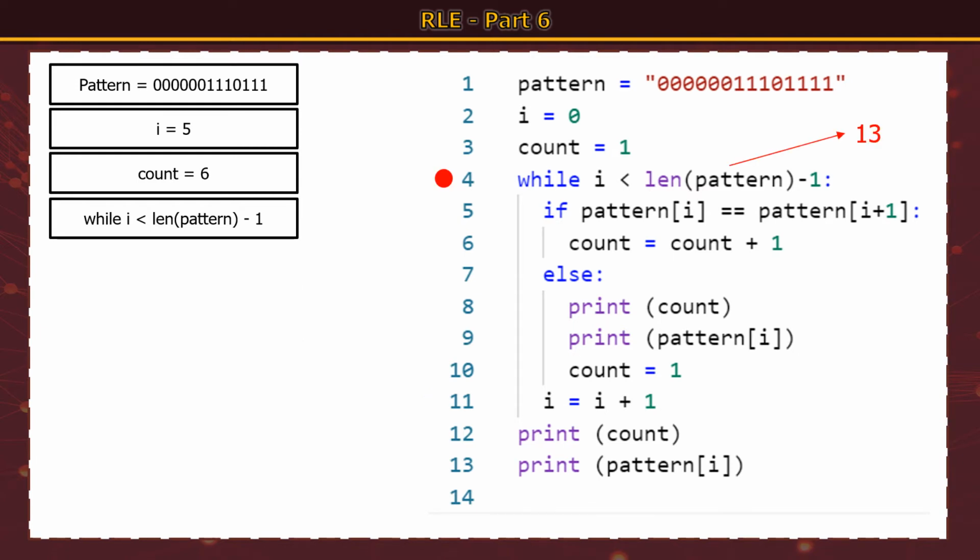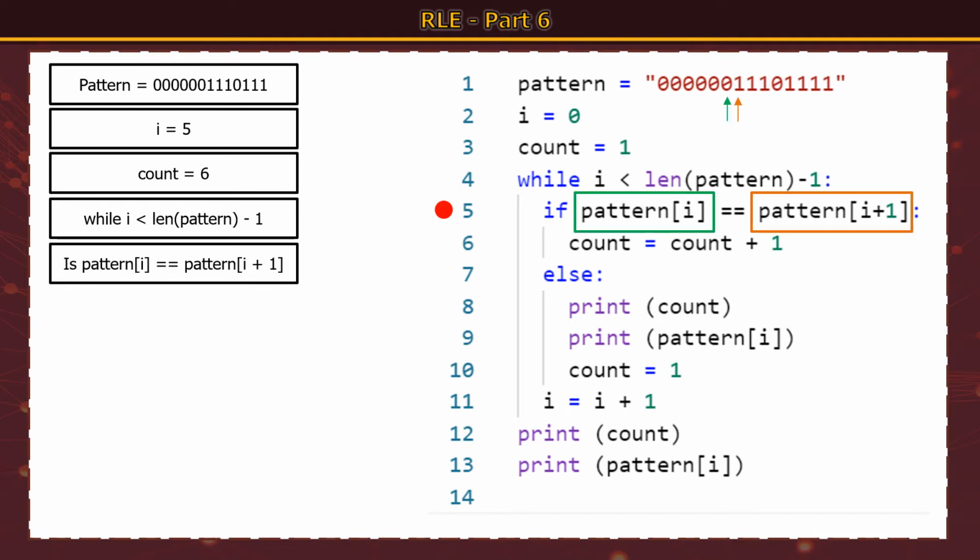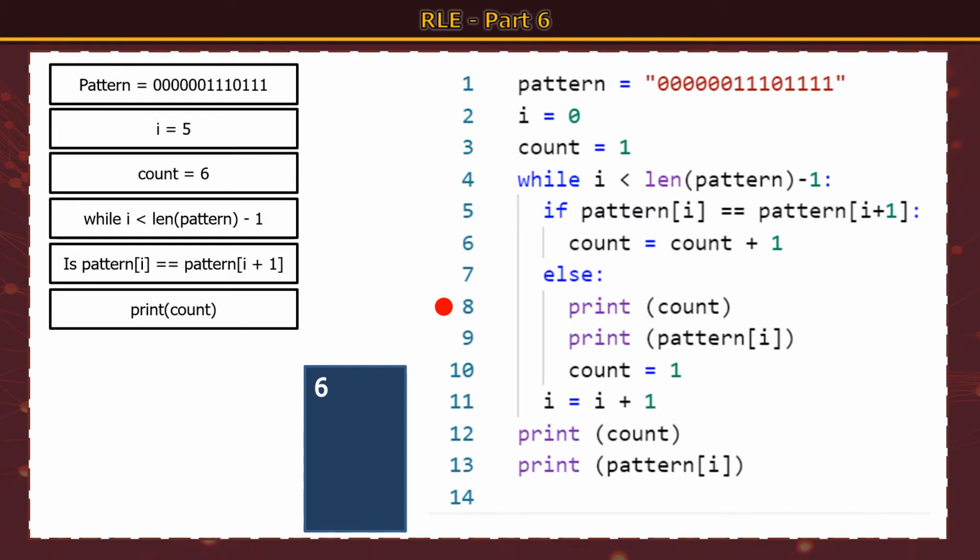Let's see what happens this time. So while I is less than 13, well, I is 5, and that's less than 13. So we go down to line 5, and we're looking at pattern I equals pattern I plus 1. Well, 5 and 6 basically on the indexes, as shown at the top by the arrows. So we're looking at index 5, which is 0, and index 6, which is 1. Well, those aren't the same, so this time we go down to line 7, and then we would go inside of that else, so we'd end up at line 8, and we would print out the count.